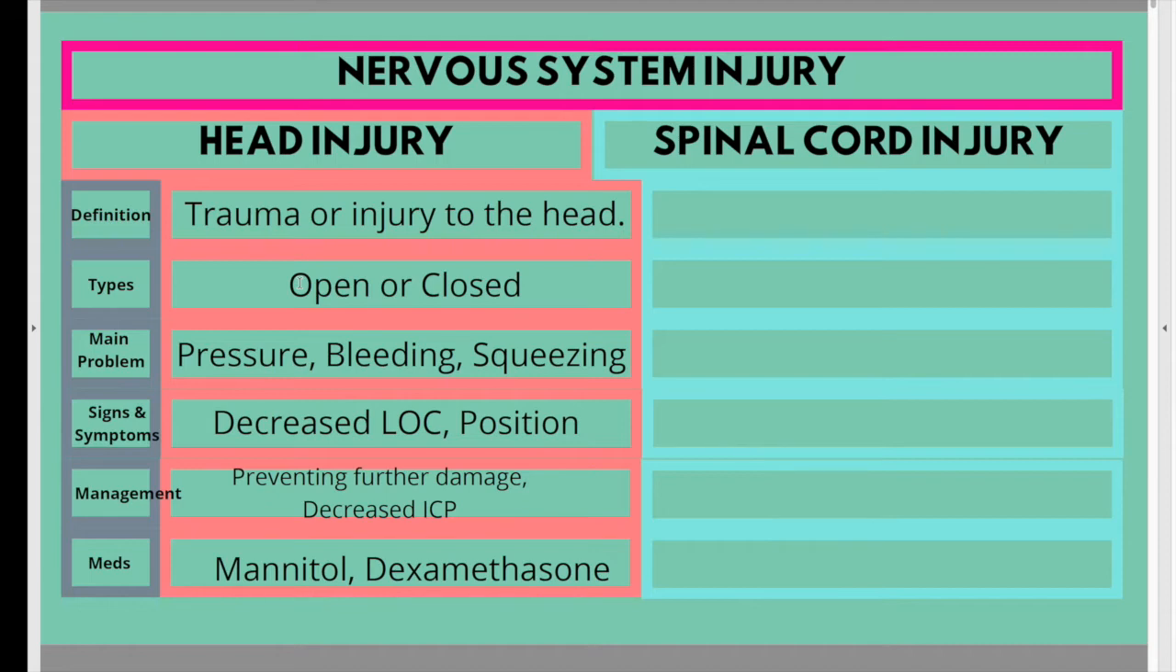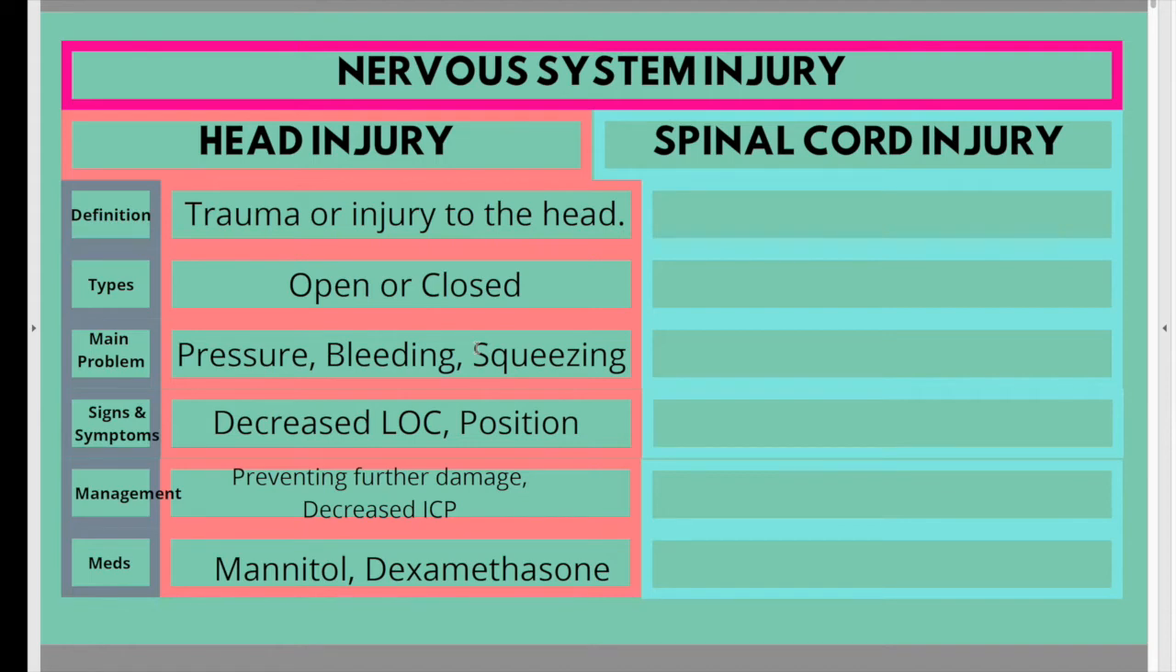So the main problem here is about pressure, bleeding, and squeezing of the brain tissue. The signs and symptoms will evolve on that main problem, which is of course decreased LOC, or level of consciousness, and you should always check as well the position of the patient, like decorticate and decerebrate. In the management, we should prevent further damage and decrease the ICP of the patient, because I told you earlier, the main problem is pressure, which is increased intracranial pressure.